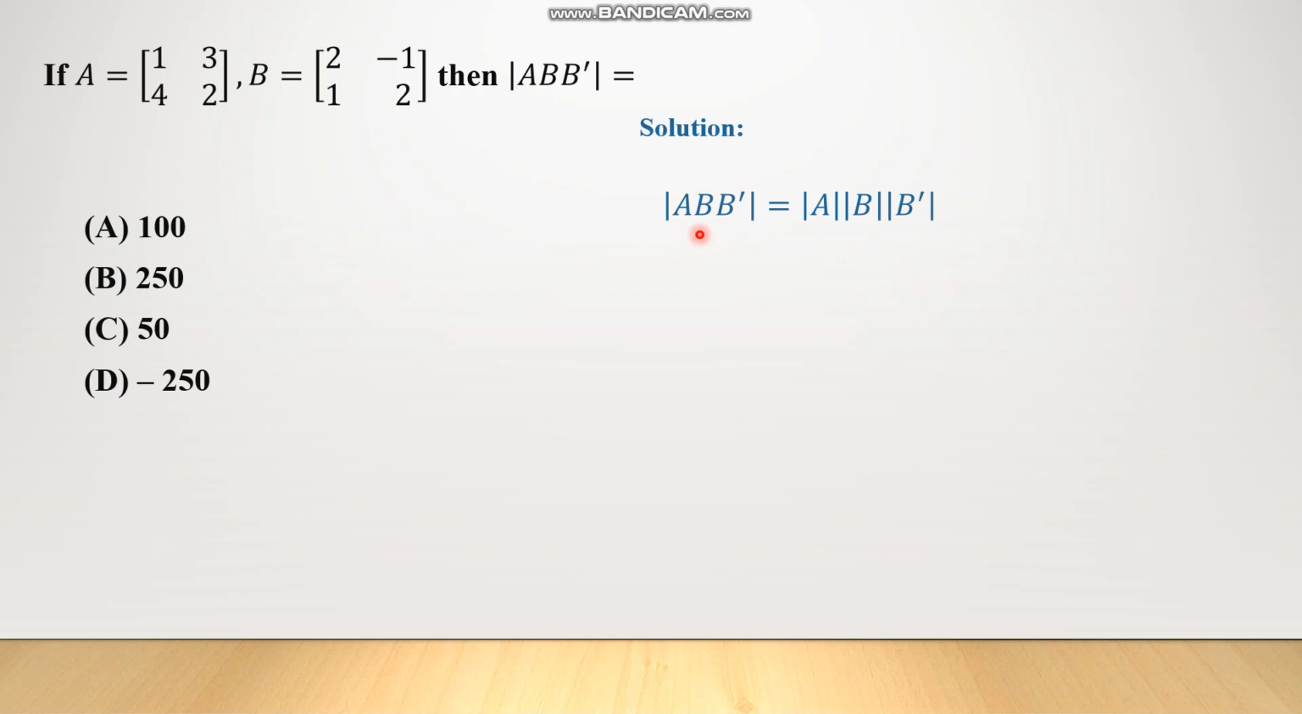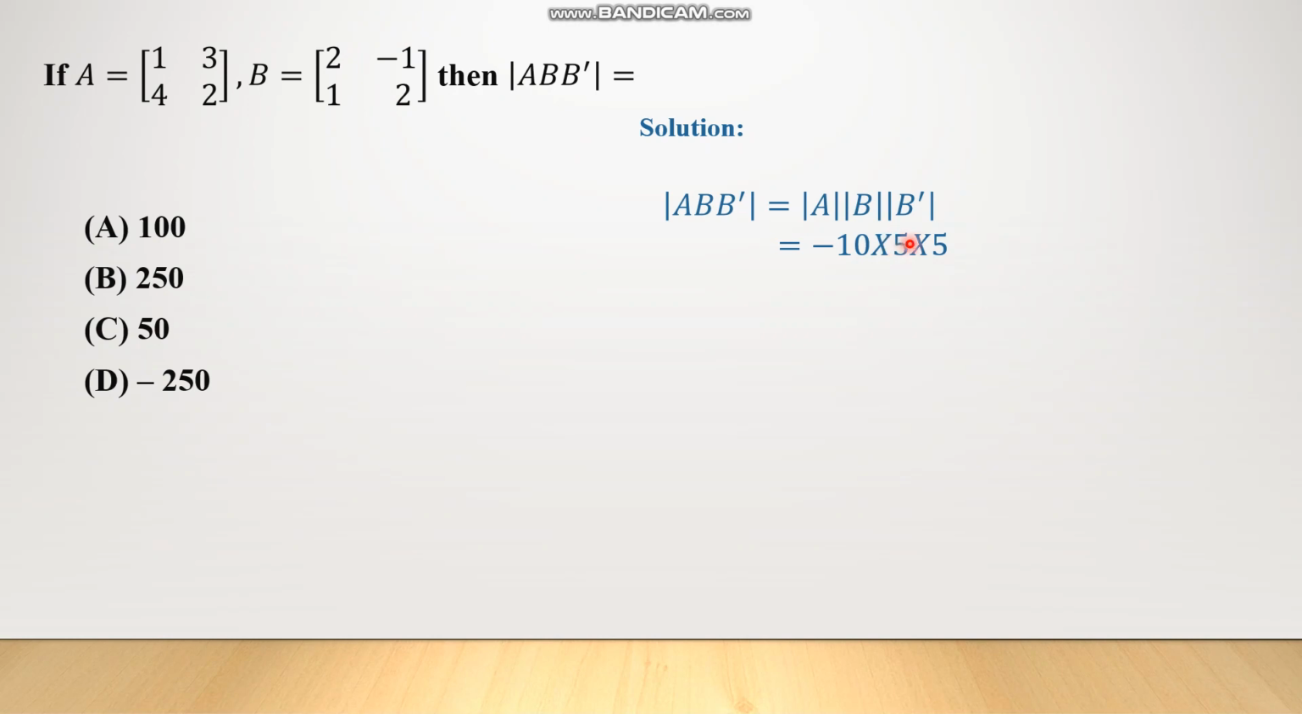So, determinant of AB B dash will be equal to determinant of A, determinant of B and determinant of B dash. Now, what is determinant of A? You can calculate here. It is 2 minus 12. So, that will be minus 10. Determinant of B is 4 minus of minus plus 1, that is 5.